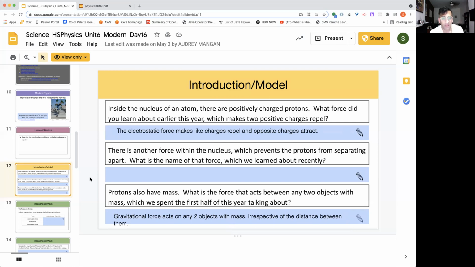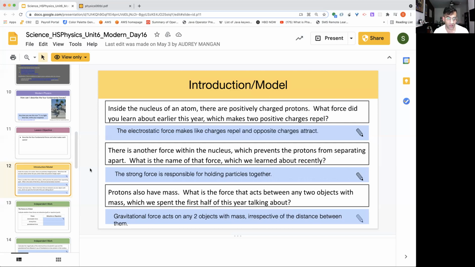The electrostatic force is much stronger than the gravitational force. And now that we know that, if we're thinking critically about the nucleus and the fact that many like charges, many protons, are held together in the nucleus, more and more for elements with higher atomic numbers, we have to think that there is another force involved in keeping them together. There's another force within the nucleus which prevents the protons from separating apart. What's the name of that force, which we learned about recently? This was covered in a recent lesson. It bears repeating, though, that this is the strong force. The strong force, in a nutshell, is responsible for holding particles together.